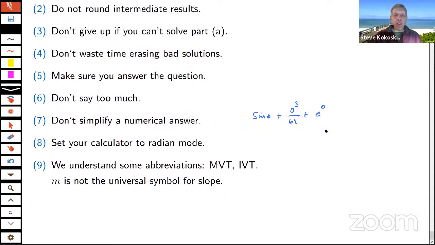And I'll remind you that we do understand some abbreviations. We know MVT, we know IVT, but a common one that we don't know is M. M is not the universal symbol for slope. Don't make that mistake, okay? Use dy dx, but don't just write M is equal to 4 and expect us to know that that's the slope of a tangent line.